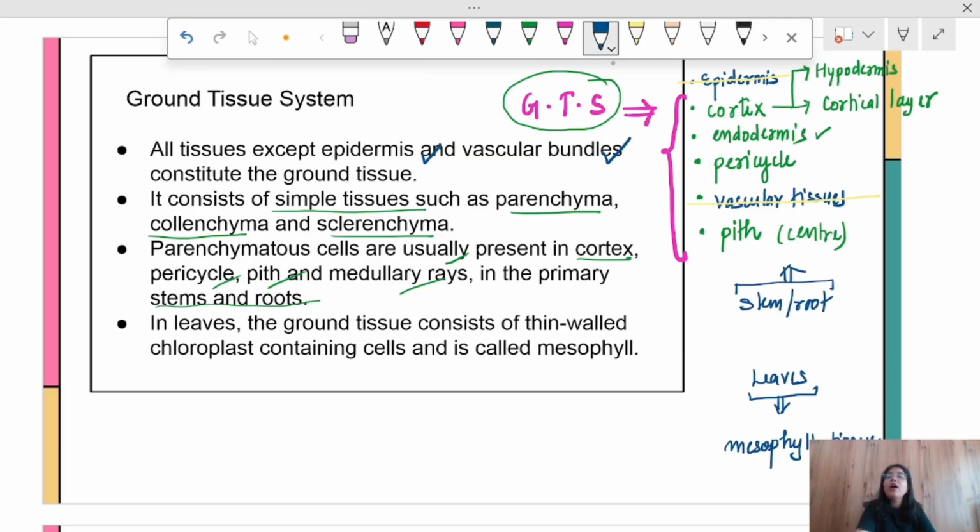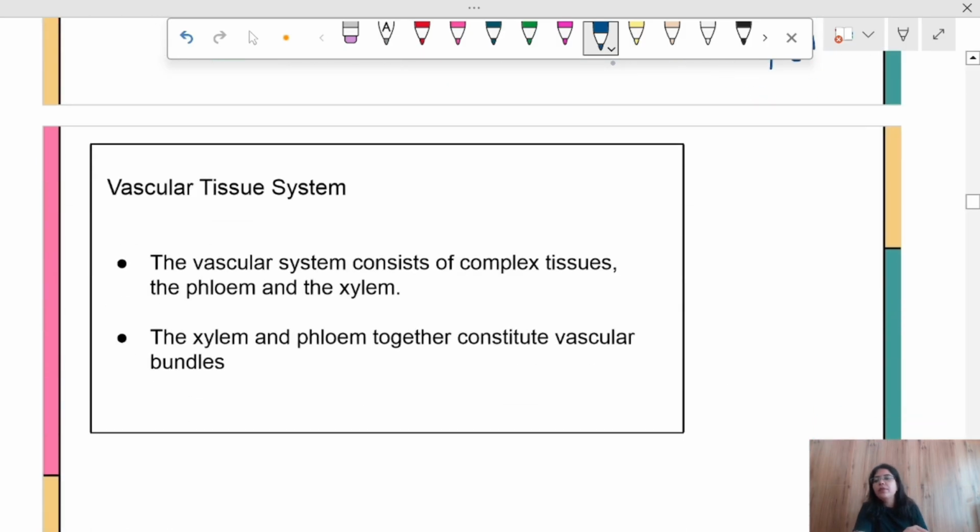It is a type of ground tissue system in leaves. Because it is having chloroplast, it will be doing photosynthesis. Understood what's the meaning of ground tissue system? If they ask you a question, which among the following tissue system is made up of all types of simple tissue system? What will be the answer? Ground tissue system. Okay, fine.